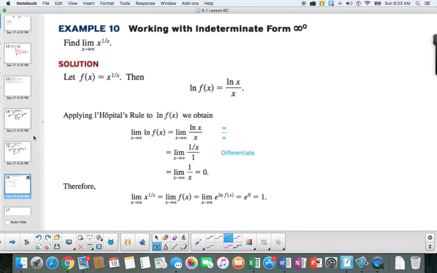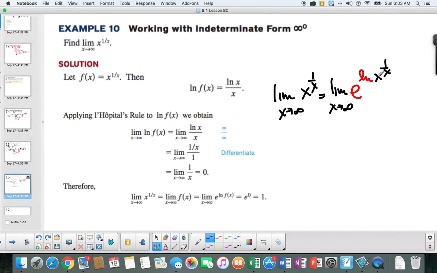Okay, working with the indeterminate form, infinity to the 0 power. So this is infinity to the 0 power. And again, we go through the strategy. We're going to try to find the limits. The limit as x approaches infinity of x to the 1 over x, we can rewrite as the limit as x approaches infinity of e to the natural log of x to the 1 over x.